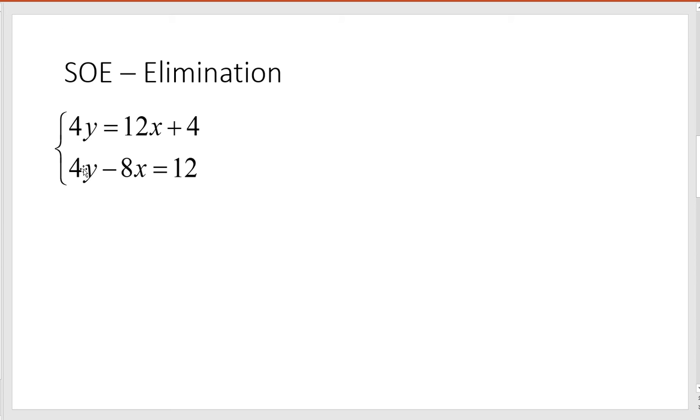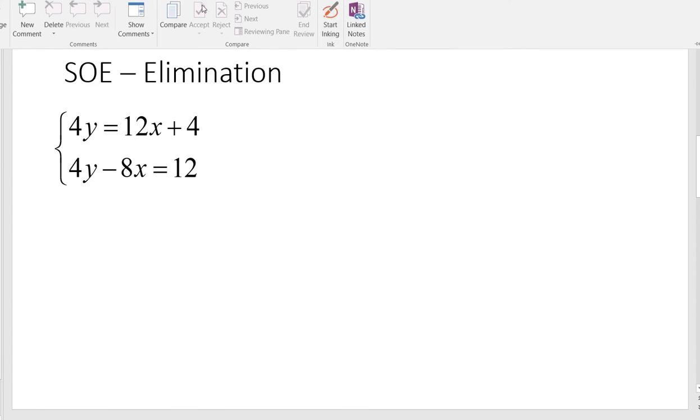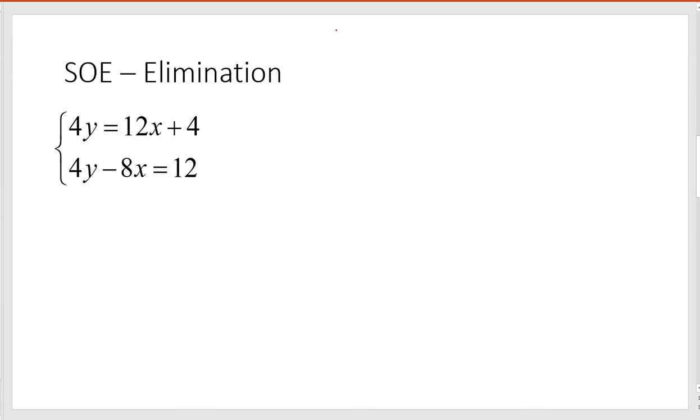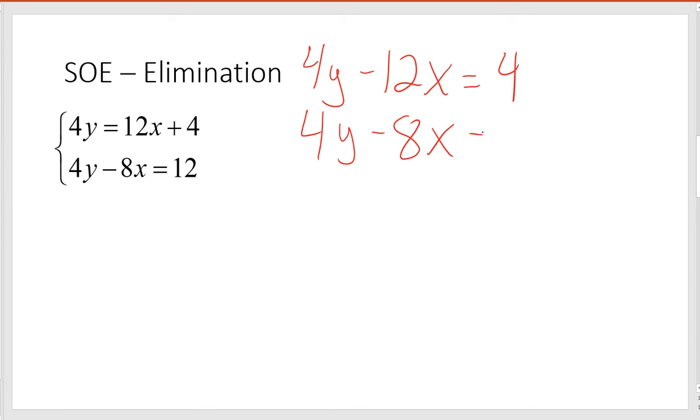I'm going to eliminate my y term. But first, I'm going to make sure that the top and the bottom equation have the same terms on both sides. Let me show you what I mean. So if I subtract 12x here, that leaves me with 4y minus 12x equals 4. And then my bottom equation is 4y minus 8x equals 12.